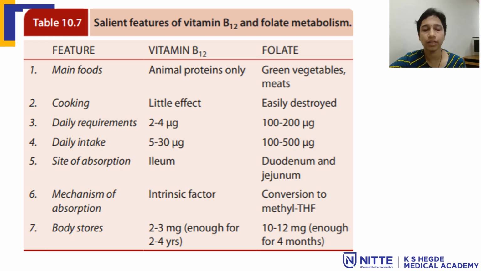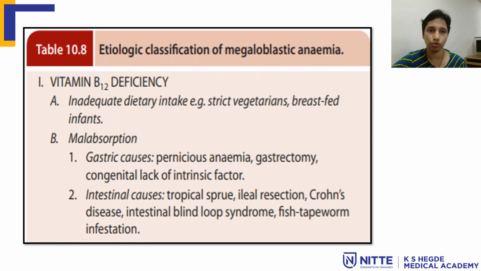So what are the salient features of vitamin B12 and folic acid metabolism? Vitamin B12, the sources are animal protein mainly or milk product. And the cooking has very little effect on vitamin B12. Whereas folic acid main source are green leafy vegetables and it is easily destroyed by cooking process. So the site of absorption for vitamin B12 is ileum and for folate is duodenum and jejunum.